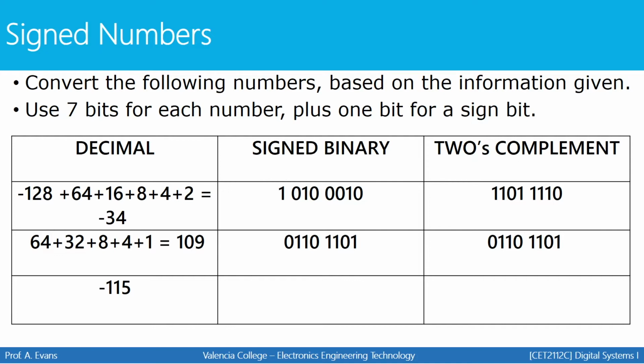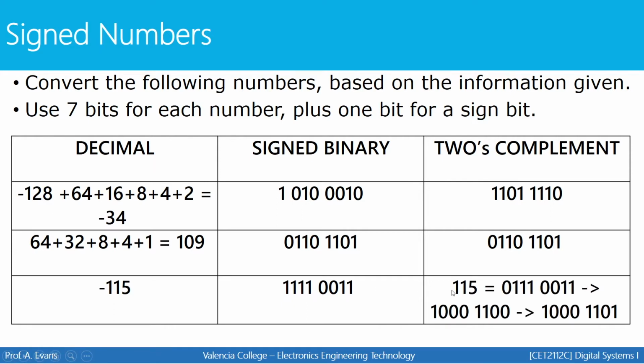And then we have negative 115. And you can choose where you want to go first with this, whether you want to convert to signed binary or 2's complement. If you decide to go to signed binary first, you'll see that the value for 115 in binary is 1110011, and then your signed bit goes right in front. With the 2's complement, you have to write out the number 115, complement, add 1, and you'll end up with this answer right here.